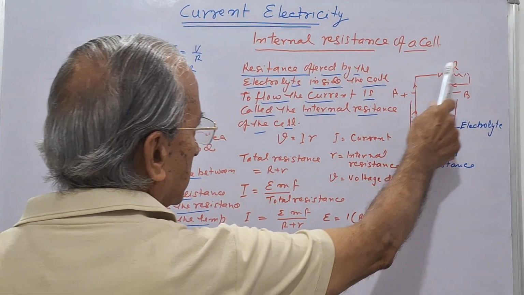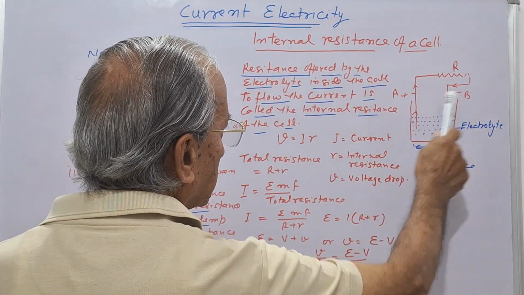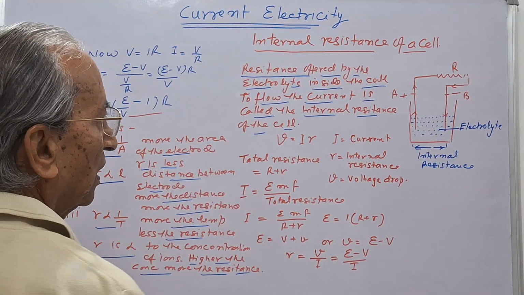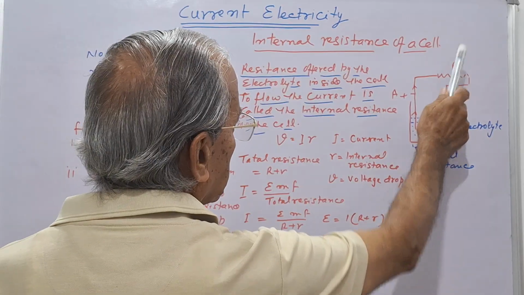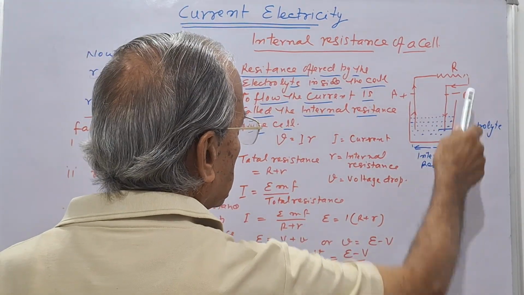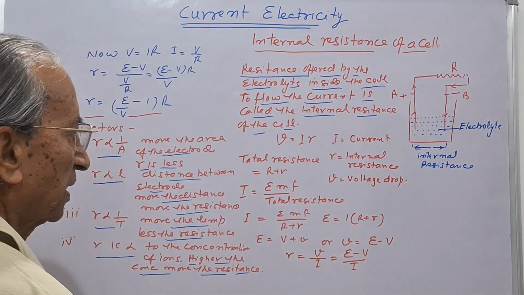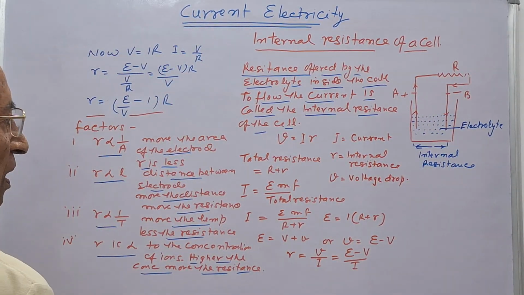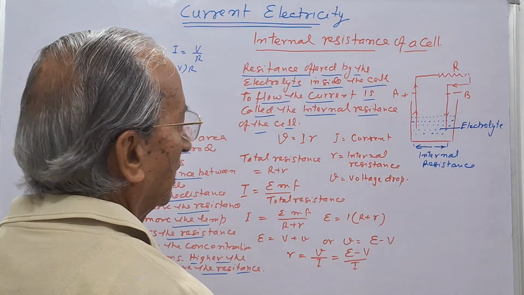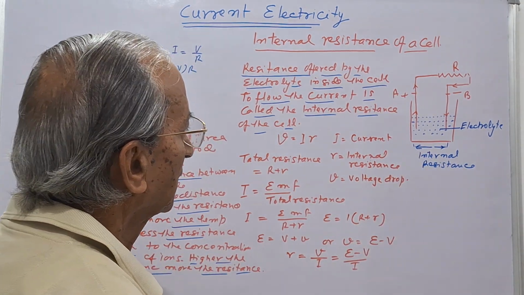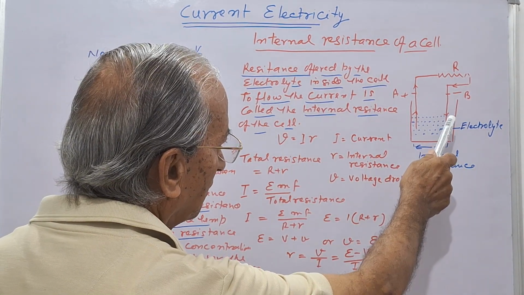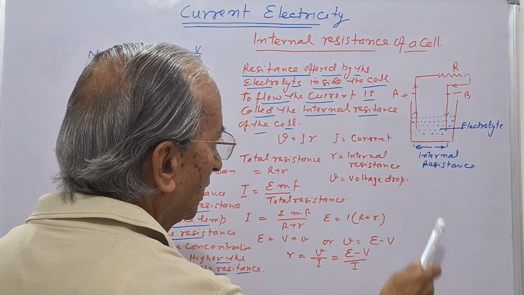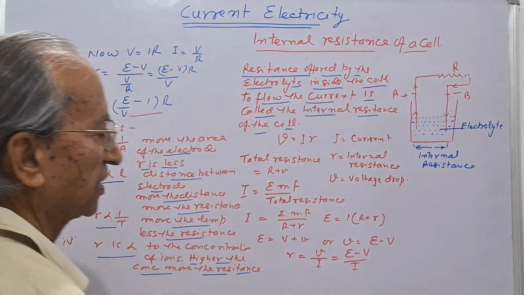Now here it is a circuit of A, R and B. Between the two terminals, resistance R is there. This is known as the outer circuit, or the resistance in the outer circuit. Now what happens inside the cell? Inside the cell, current flows from negative to positive through an electrolyte.